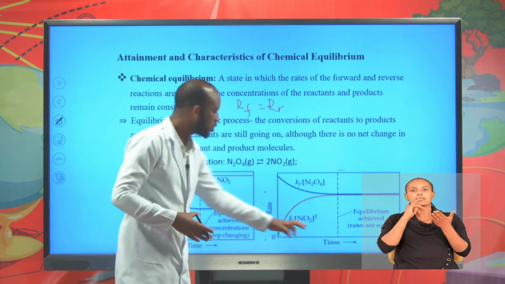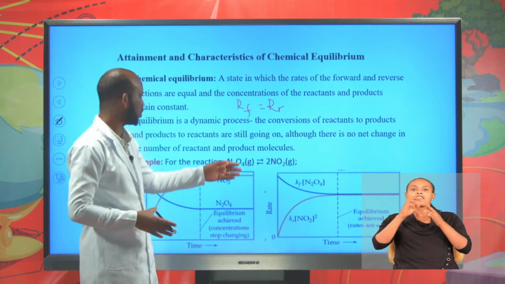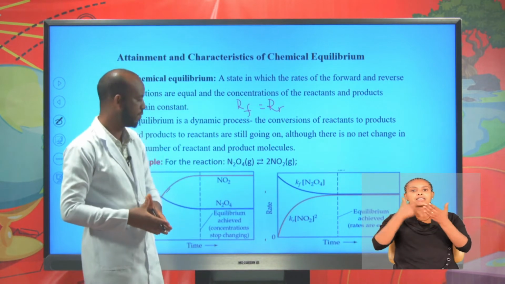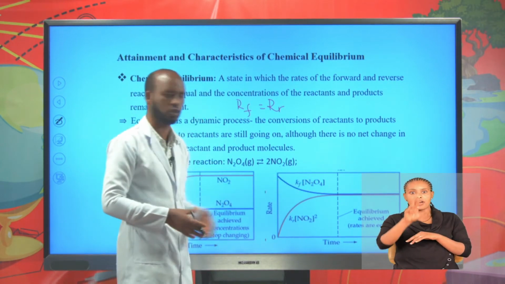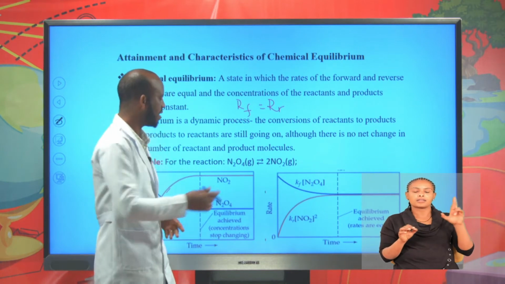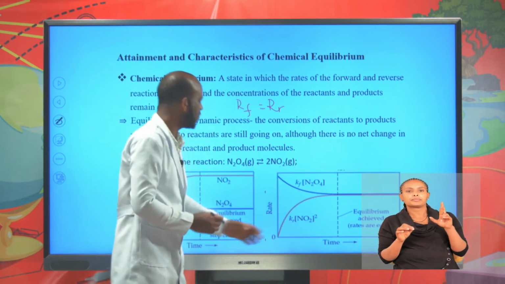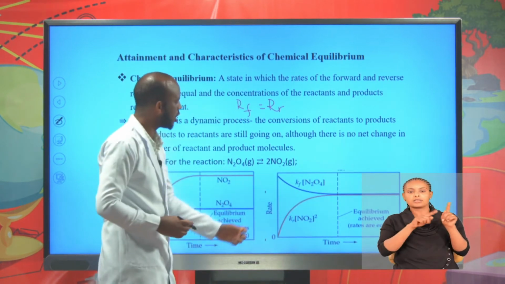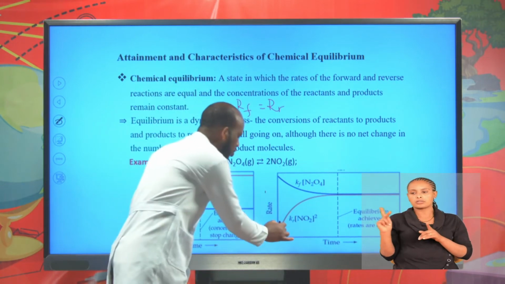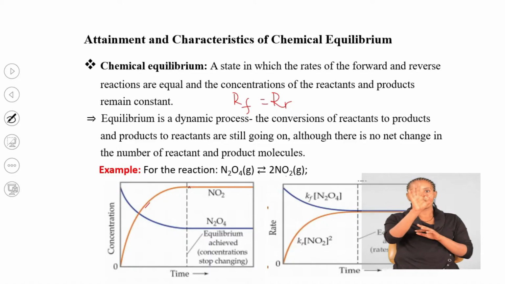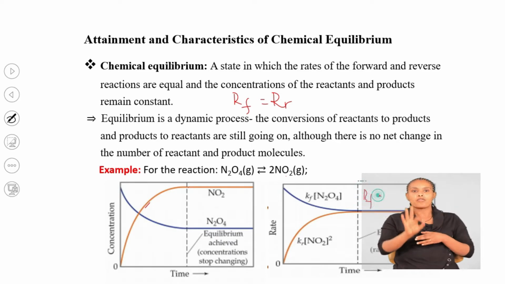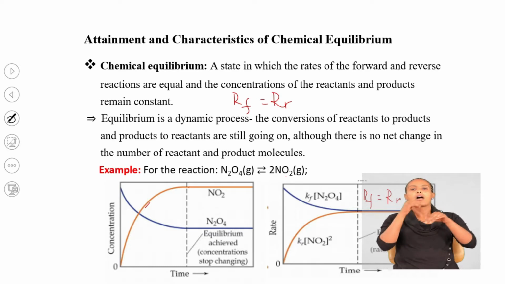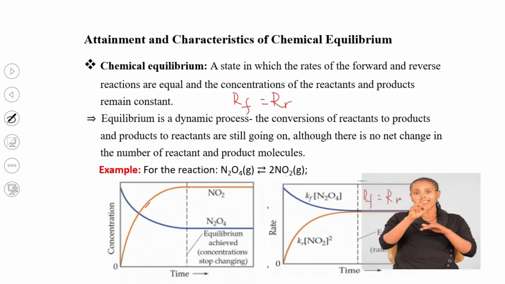This is the rate versus time graph for this equilibrium reaction. The forward rate depends on the concentration of the reactant, so the forward rate decreases. The reverse rate depends on the concentration of the product, so the reverse rate increases. At equilibrium, the forward rate equals the reverse rate. Equilibrium is achieved when the rates are equal.